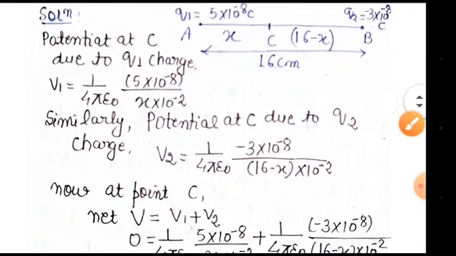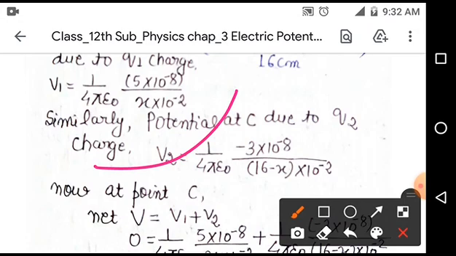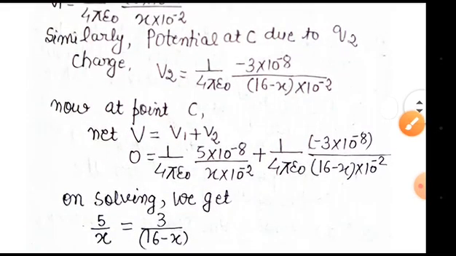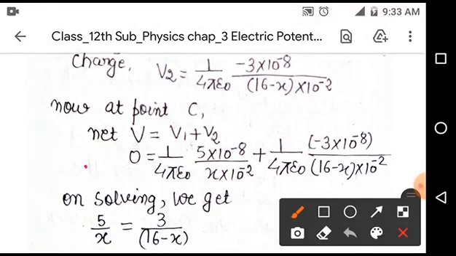In the same way we will find V2, where V2 is the potential at point C due to charge q2, and it will be 1 upon 4 pi epsilon naught, minus 3 into 10 to the power minus 8 upon 16 minus x into 10 to the power minus 2. Now at point C, the total potential should be V equals V1 plus V2. It means that by the addition of the two potentials we get the net potential at point C, and it is given that the net potential at point C is 0.